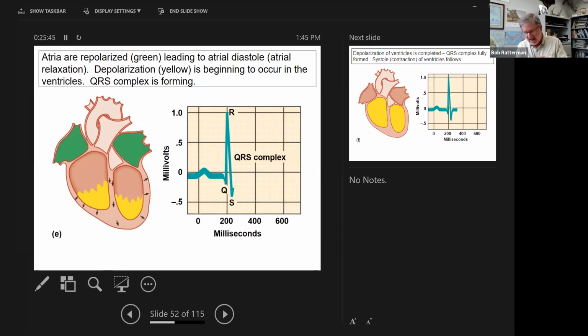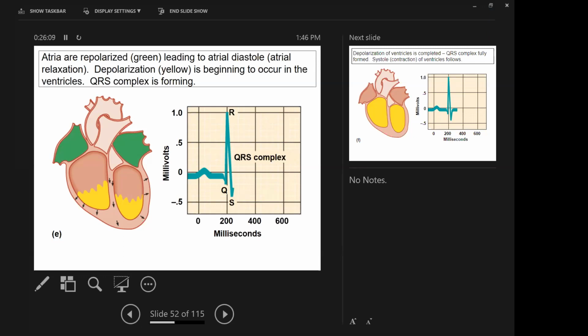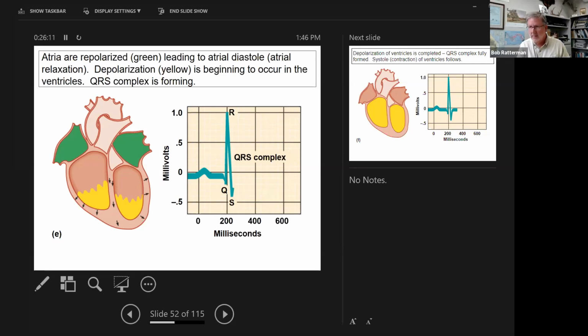Some books would tell you that, but they really should tell you that the QRS complex represents both ventricular depolarization and atrial repolarization. Those events lead to ventricular contraction and what? Atrial relaxation, right. Okay.